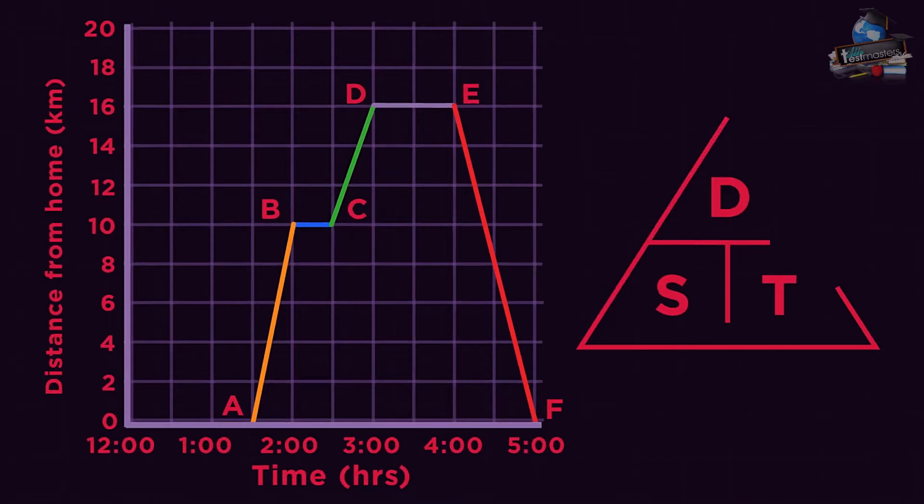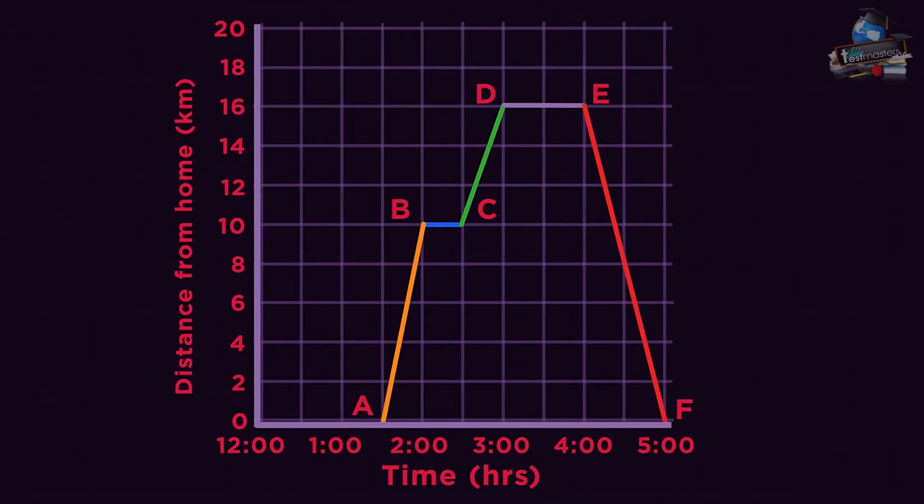Because speed is found by dividing distance by time, on our graph it's represented by the steepness of the line, also called the gradient. To calculate speed from a graph, we need to measure the gradient. We do this by selecting the 2 points we want to find the gradient between, then finding the change in distance and the change in time.